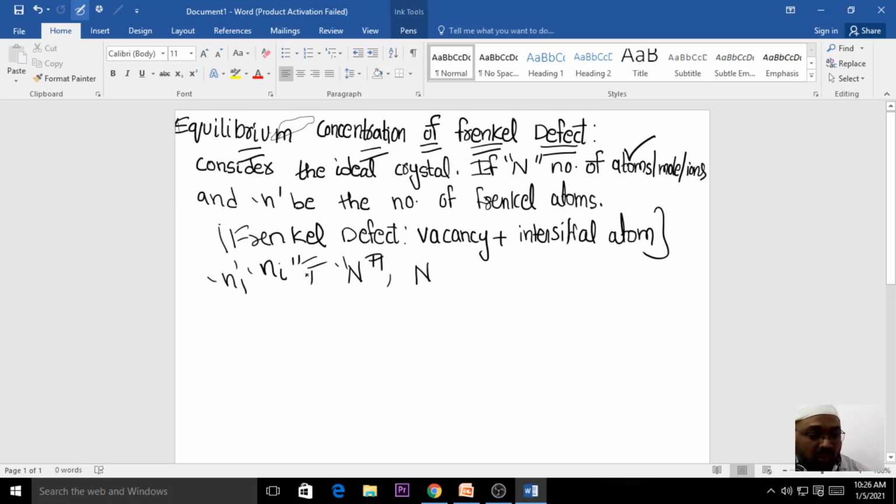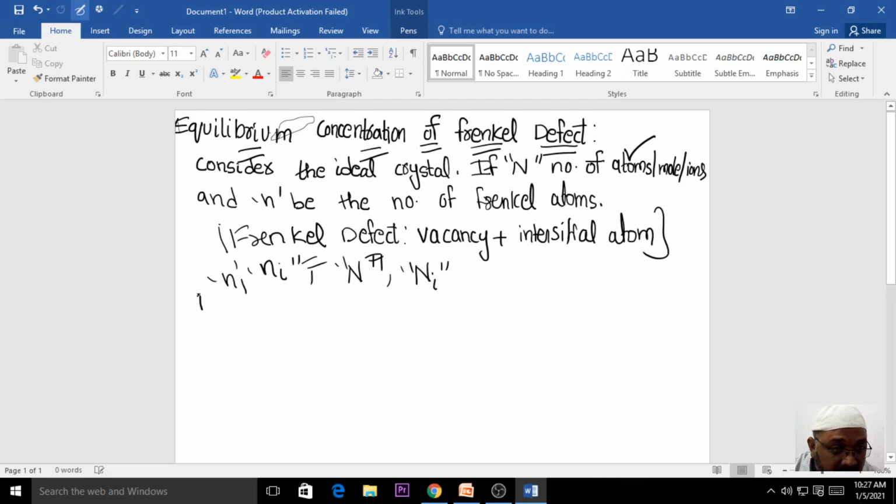Now we move on to our Frenkel defect. Here you'll write capital N plus Ni. Capital N is the number of atoms, and you will find the extra term Ni. This is due to interstitial atoms. This is the extra part that we have to consider when we derive the equilibrium concentration of the Frenkel defect. Now which concept do we have to use here?